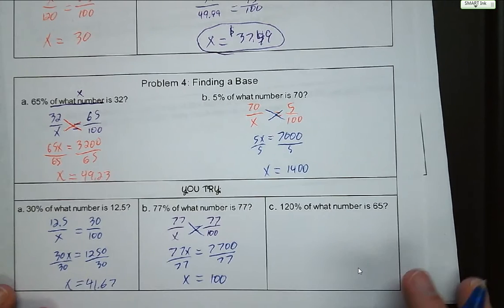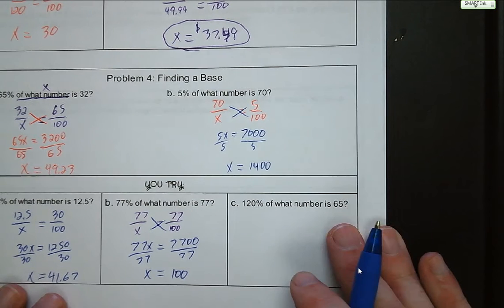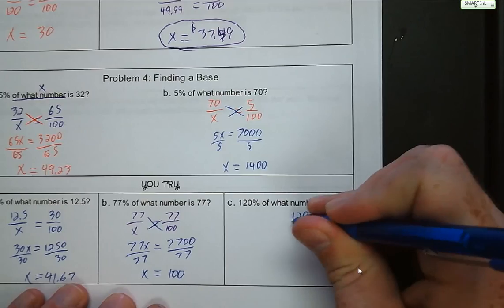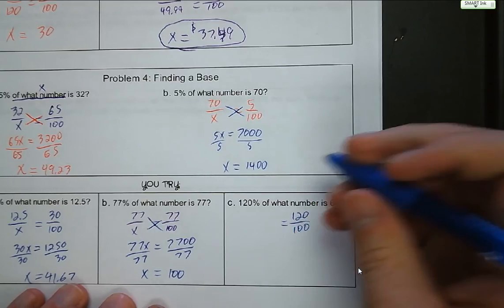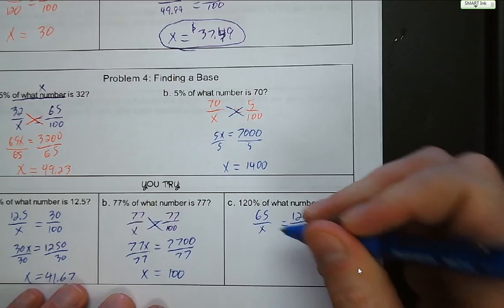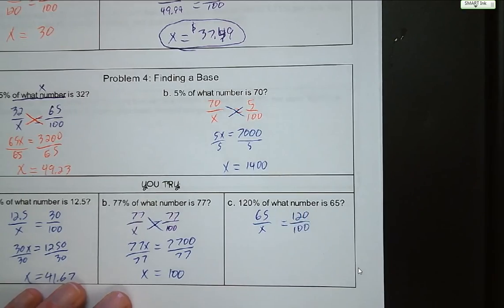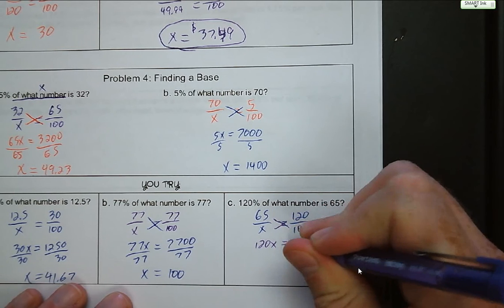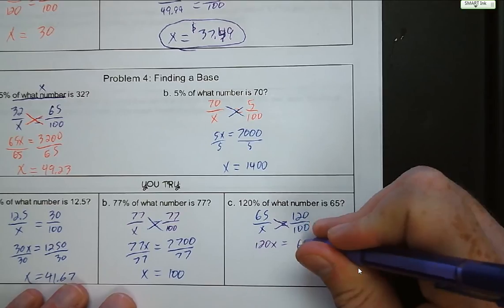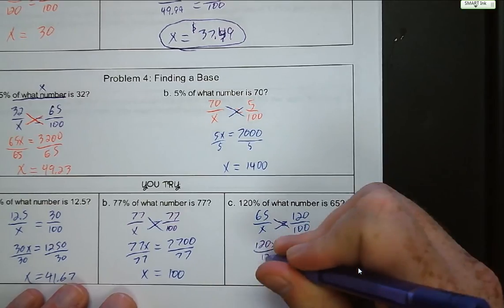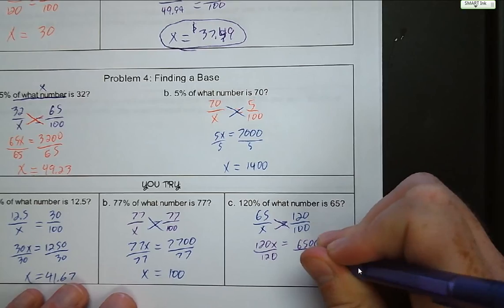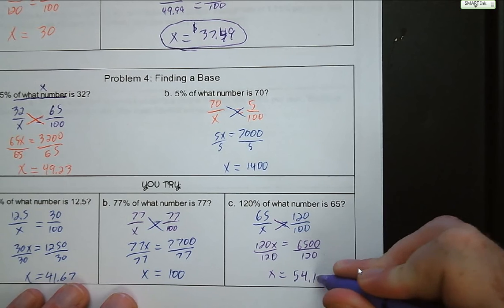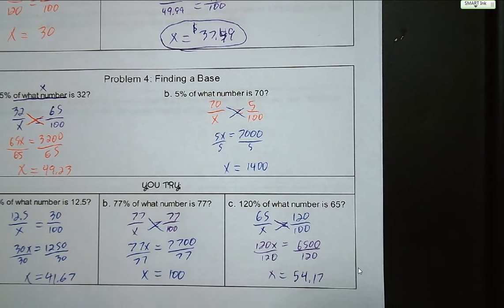Letter C, 120% of what number is 65? So we start off, we've got 120 over 100 equals 65 over x. Cross multiply. We've got 120x is equal to 6,500. Divide both sides by 120. X is equal to 54.17. Okay.